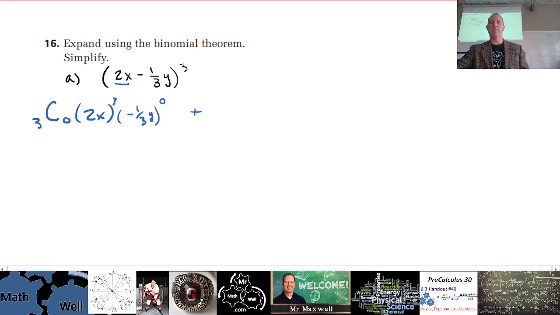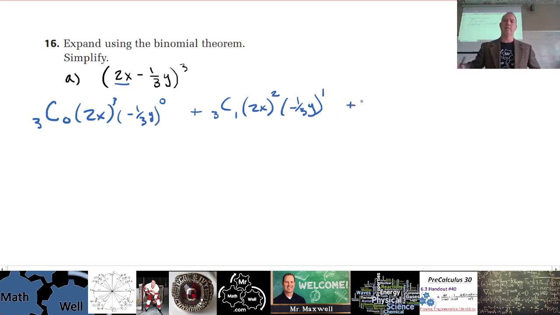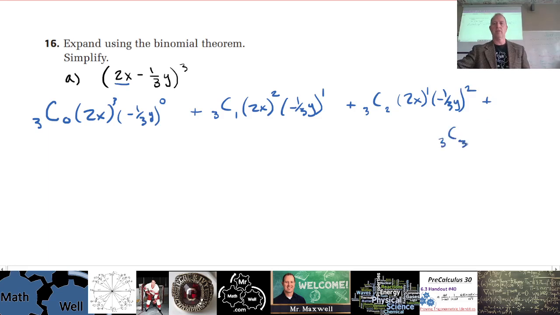Let's move to the second one. I've now got 3 choose 1 as a coefficient there. I've now got 2x squared as I move one number down from my exponent. And I've got negative 1/3 y to the power of 1. Then 3 choose 2, 2x to the power of 1, negative 1/3 y squared. Finally, 3 choose 3, 2x to the 0, and yes, that could be just a 1.